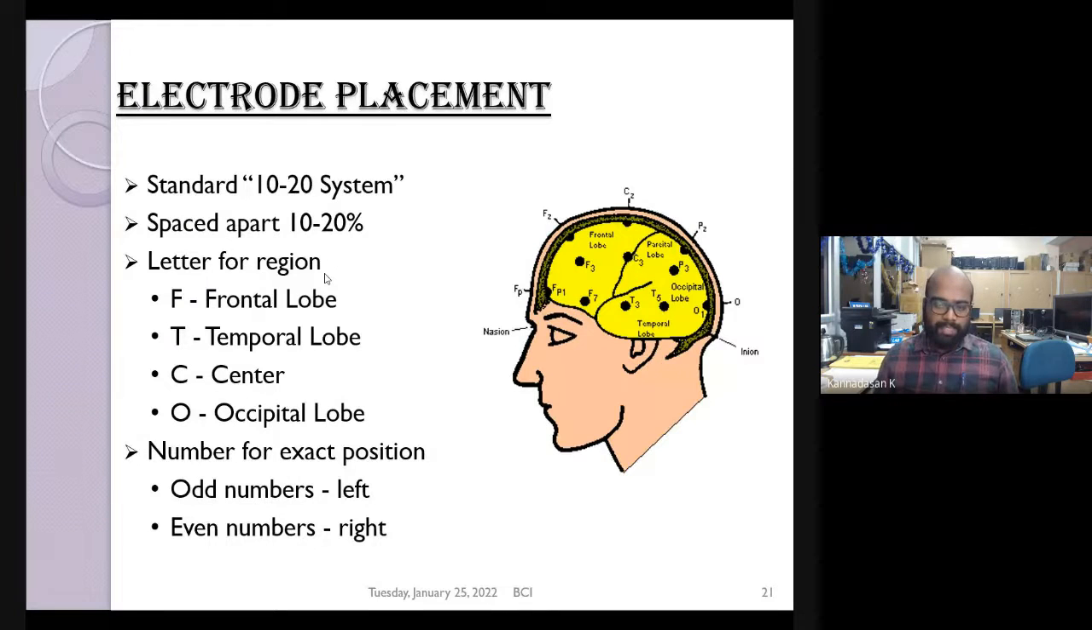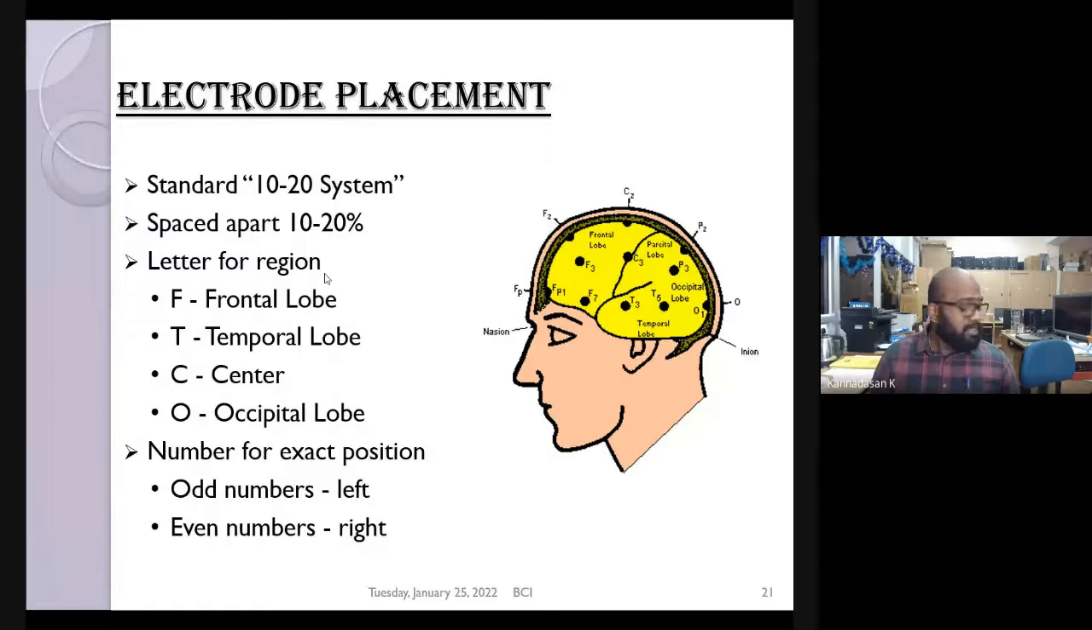Then we have to letter the regions. First, we split the entire brain region into different regions, and we named them lobes. Now we are going to name the electrodes, because we can't place electrodes everywhere, right? We have to spot particular areas and place the electrode there. So I'm naming the lobes as frontal F, temporal T, central C, occipital O. The parietal lobe can be called central, the mid area, so I'm just calling it central.